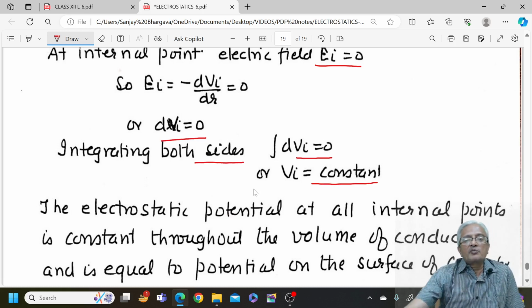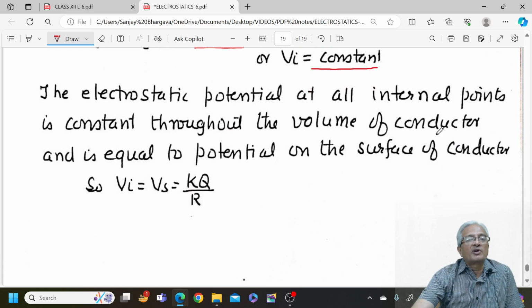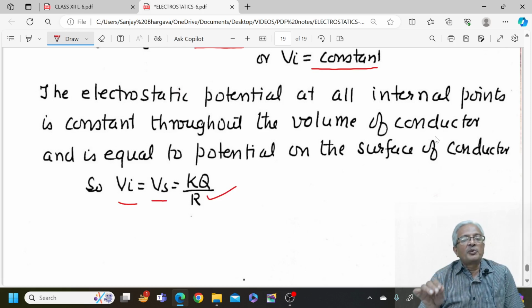The electrostatic potential at all internal points is constant throughout the volume of the conductor and is equal to the potential on the surface of the conductor. Vi and Vs would be equal to kq upon r. So at every internal point the electrostatic potential will be constant, and how much will it be? Equal to the potential on the surface of the conductor.